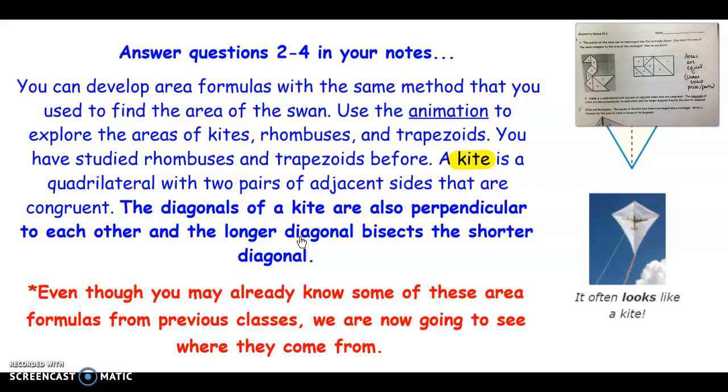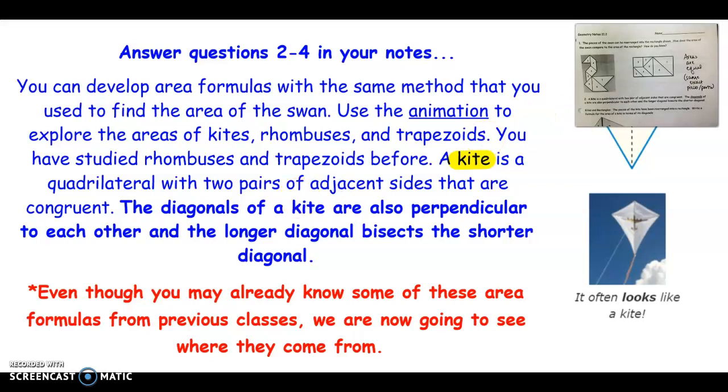Now, first of all, we've studied rhombuses, or rhombi is really the correct plural of that, and trapezoids before. But a kite is not really something we've mentioned, but really haven't studied. So by definition, a kite is a quadrilateral. It has 4 sides, but it has 2 pairs of congruent sides that are adjacent to each other, not the opposite sides, the ones that are next to each other.